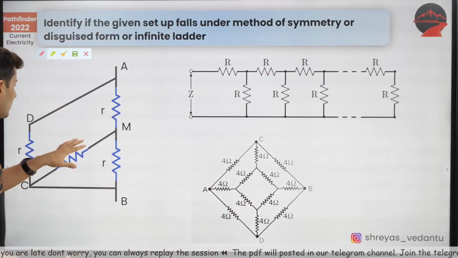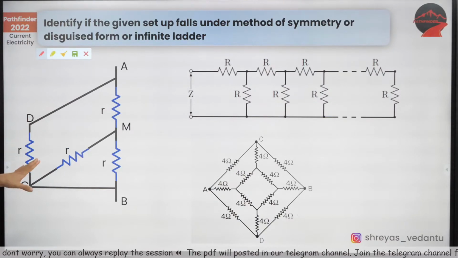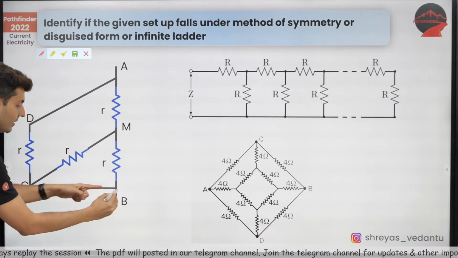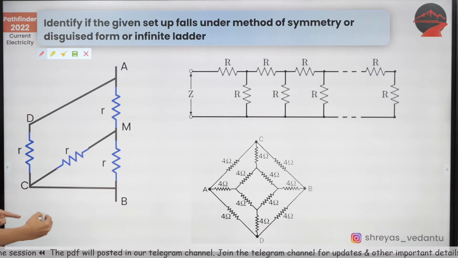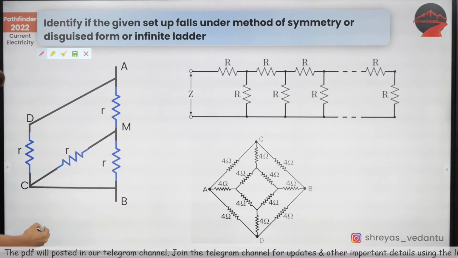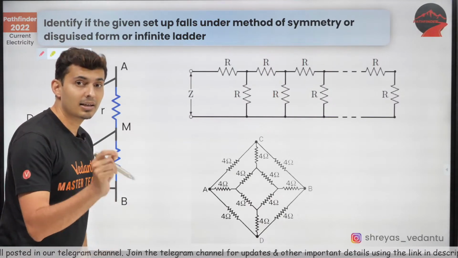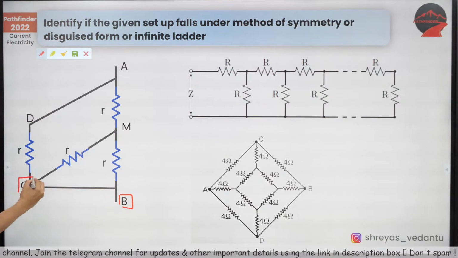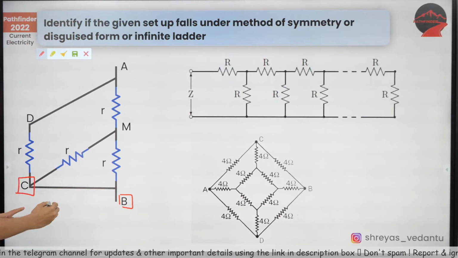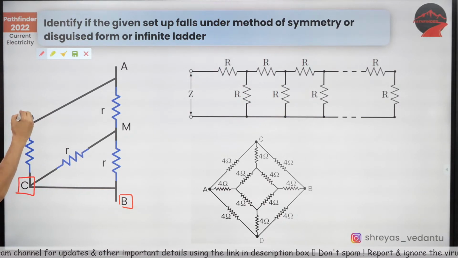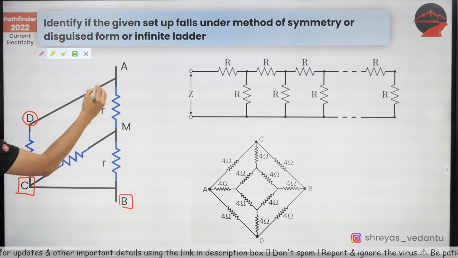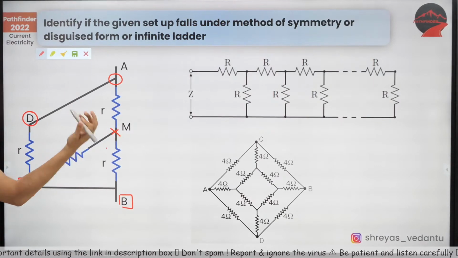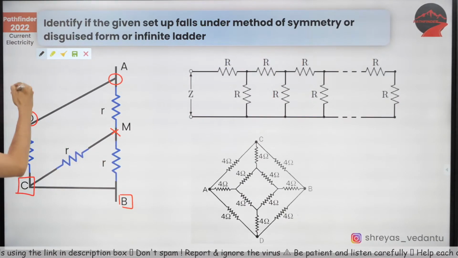Example, this one. This might look like a complex circuit, but actually it is simple. How do you know that? Look at this. There is a wire between B and C, so both points have the same potential. In fact, start by marking potentials and you will see point B and point C have the same potential. Also point D and point A have the same potential, and point M has a completely different potential.